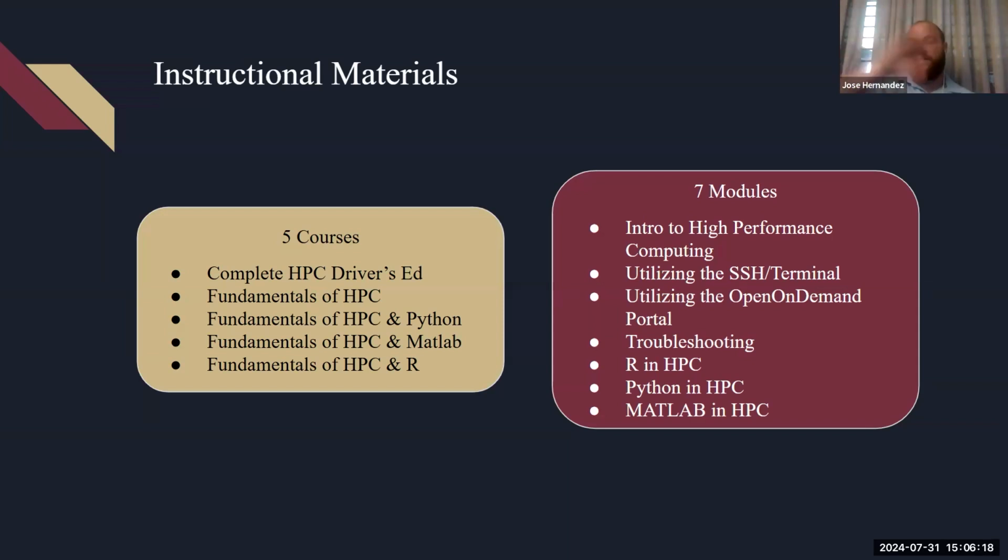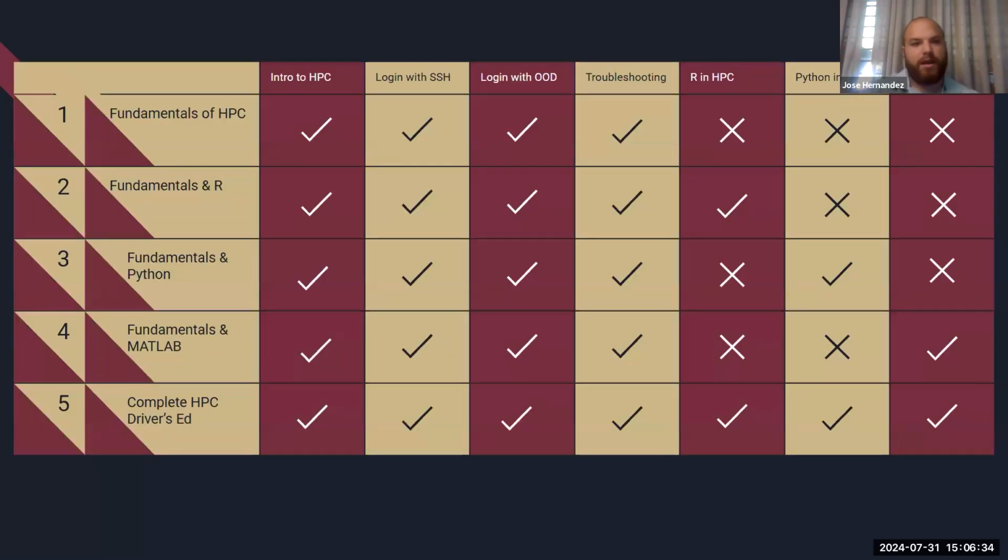And then, with those 7 modules, we picked and matched them to make 5 possible courses, right? So people can either take the complete HPC driver's ed, which is all 7 modules. You can take the first 4, right? And that's how we divided them. So you can see that on this chart, right? On the first course, Fundamentals of HPC, you get the first 4 modules. So that's everything from intro to high performance, how to log in with terminal, how to log in with the portal, and how to troubleshoot. And I'll show you how each one of these looks in a minute.